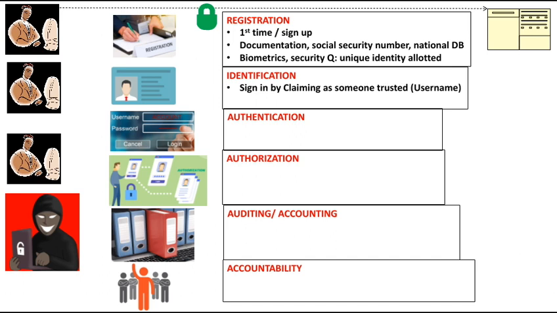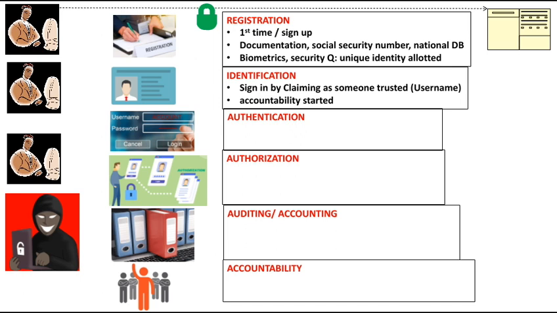Now the next phase starts. You have been allotted a unique identity. Now you have to claim that identity to the system by providing your username. So you sign in to the system by claiming to be someone trusted by the system or registered with the system, by providing your username. Once you provide your username to the system, your accountability starts from here onward.